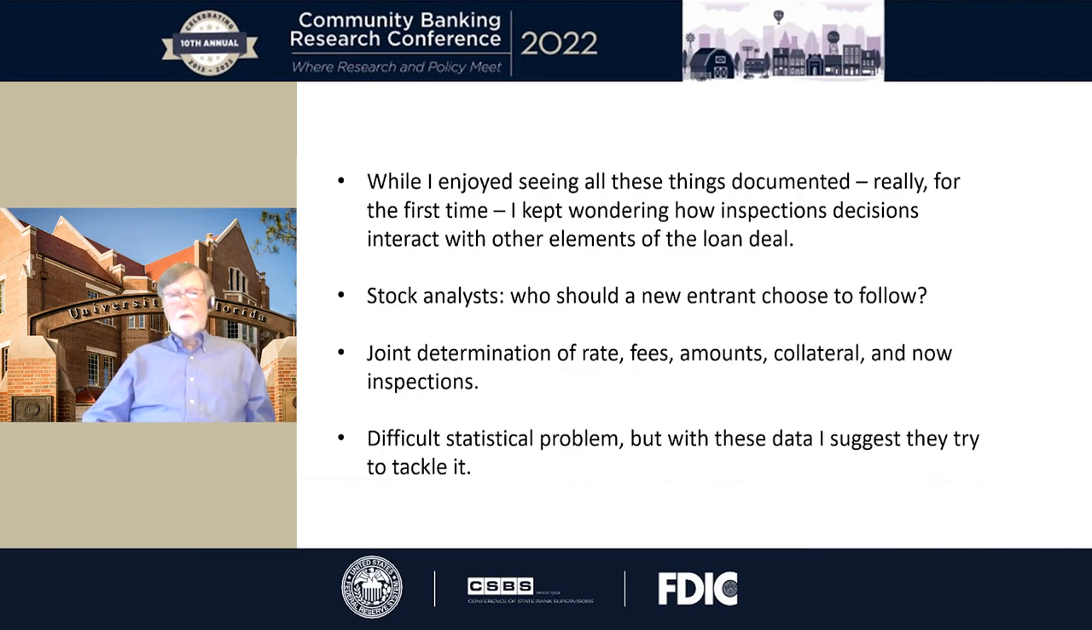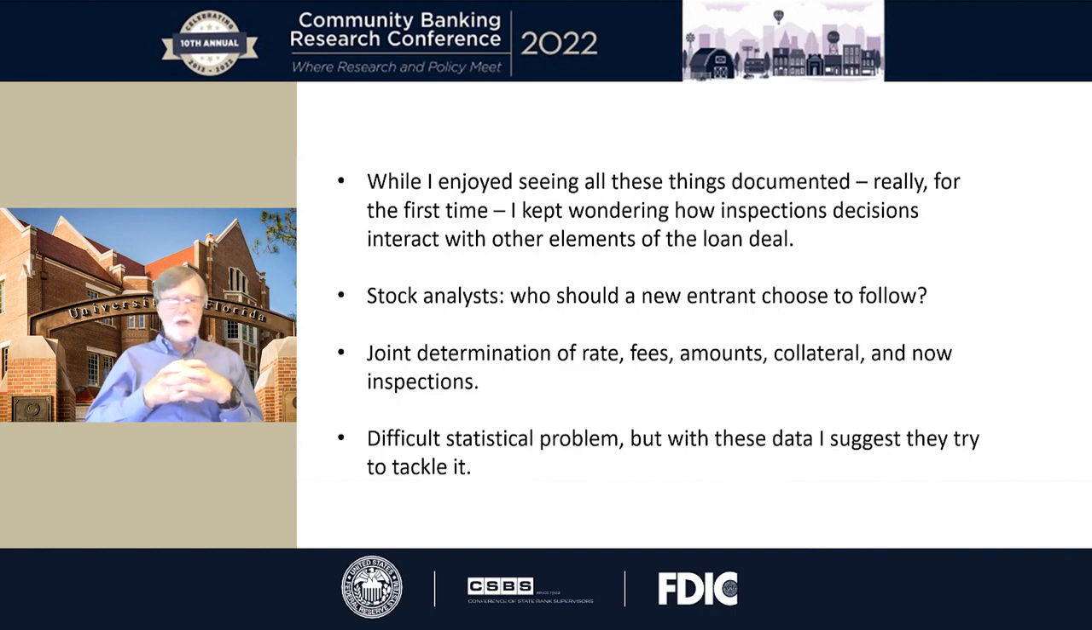So I think here we've got the same kind of question. We have rates, fees, amounts, collateral, and inspections, and these are all simultaneously determined. So there's got to be a relationship between, say, the rate and the inspections, or the rate and the collateral, et cetera, et cetera. Now, this is a difficult statistical problem because they're all determined simultaneously.